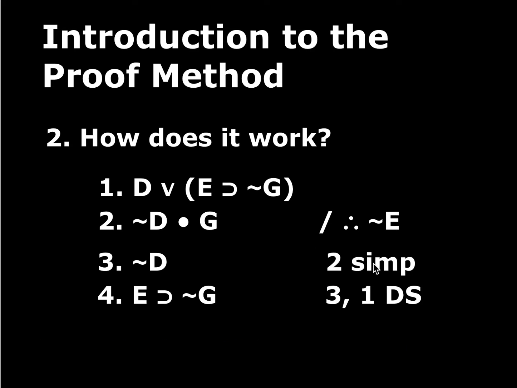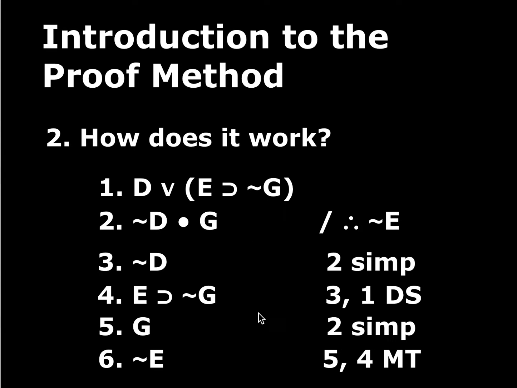And then I keep doing that. I can then get this by using the rule of disjunctive syllogism on lines 3 and 1. I can get G by using the rule of simplification on line 2. And then I can use Modus Ponens on 5 and 4 to get not E. Now eventually, you're going to do what I've done here: your goal is to derive the conclusion. My conclusion is not E, and look, I derived that. So I got exactly the same statement.